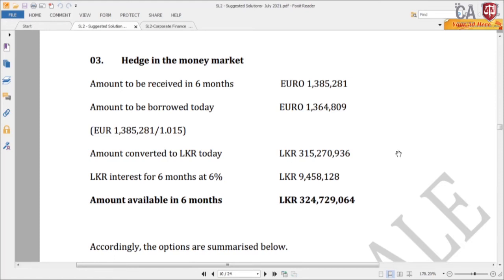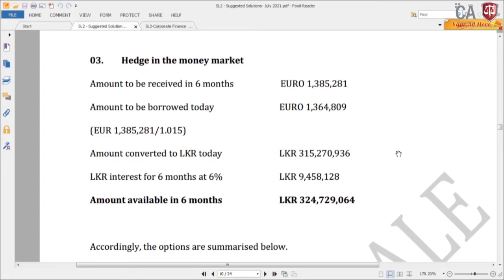The second technique is basically money market hedging. So we need to understand what we mean by money market hedging. We use the money market instruments, which are short-term deposit and short-term borrowing, to manage the exchange rate risk. Here we are not talking about anything else, we are managing the exchange rate risk by using money market instruments. So we are talking about a 6 month period in this whole thing.